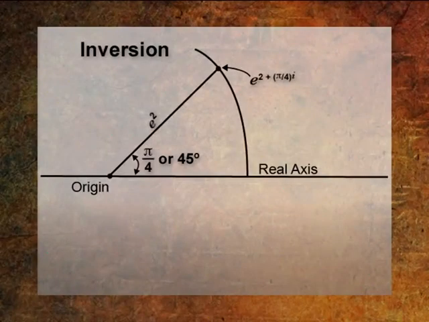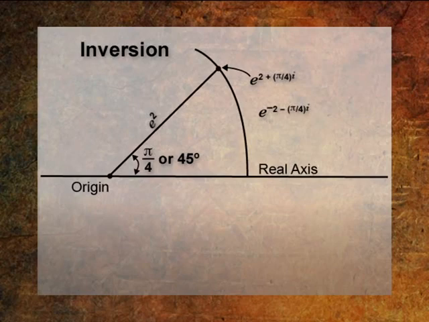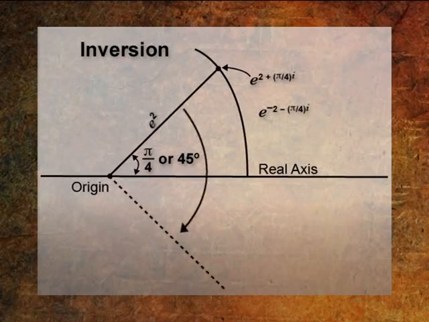Now I want to take the reciprocal of that number. If I take the reciprocal of that number, that means taking the negative of the exponent. So instead of looking at e to the 2 plus pi over 4i, I'm going to look at e to the minus 2 minus pi over 4i. Now, the distance from the origin has changed from e squared to e to the minus 2. And when I take the reciprocal of any complex number, what's going to happen is that the distance from the origin turns into the reciprocal of that distance from the origin.